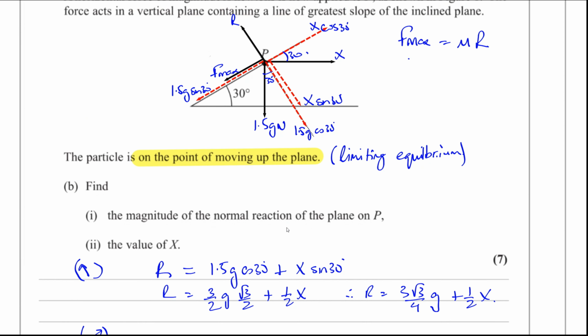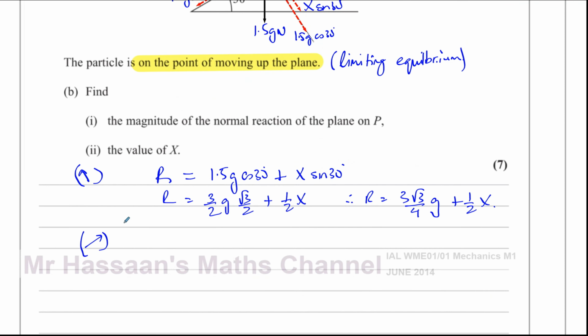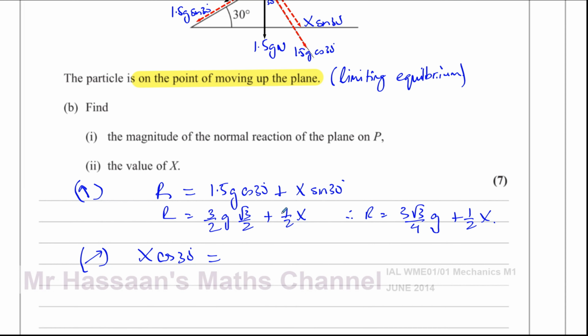All right, so before we resolve the forces parallel to the plane, we have to consider the fact that you've got X cosine 30, which is the force trying to make it move up the plane. And that's equal to the forces down the plane, parallel to the plane, which is 1.5g sine 30, plus F max. Okay, so we know that F max is acting now. How do we find F max?